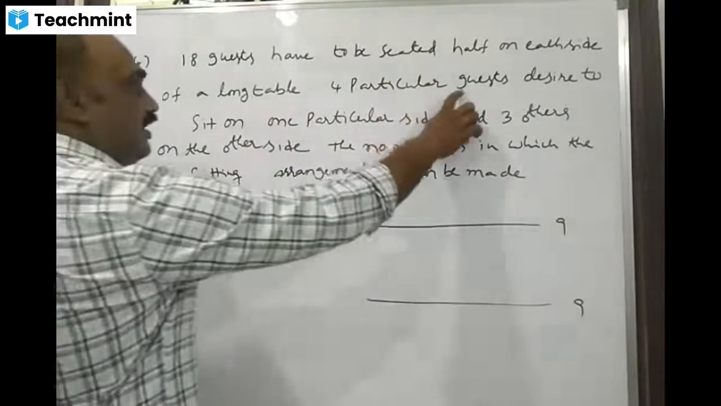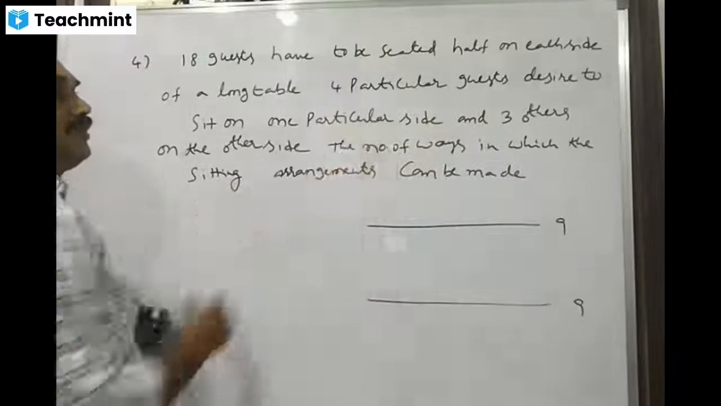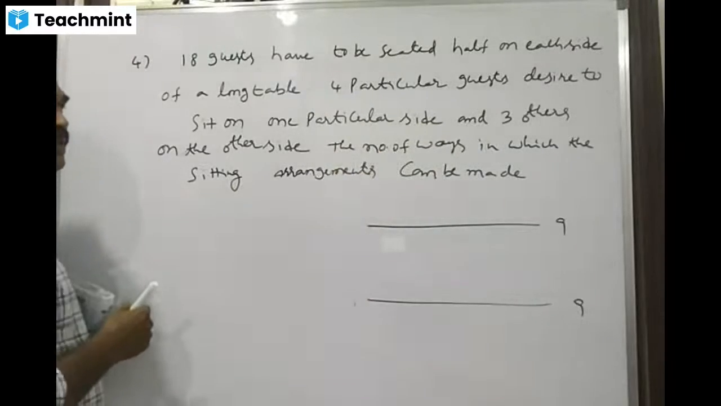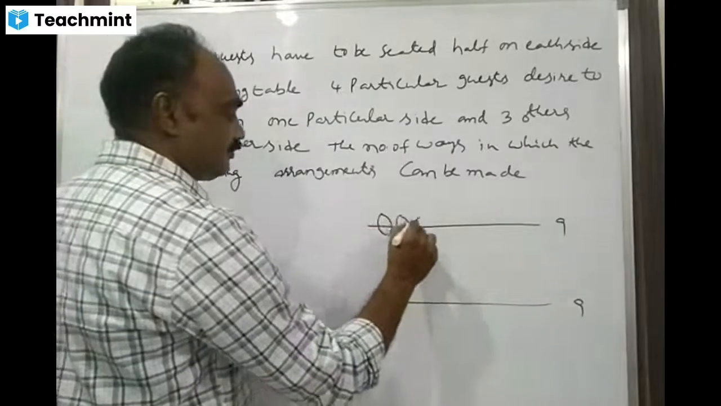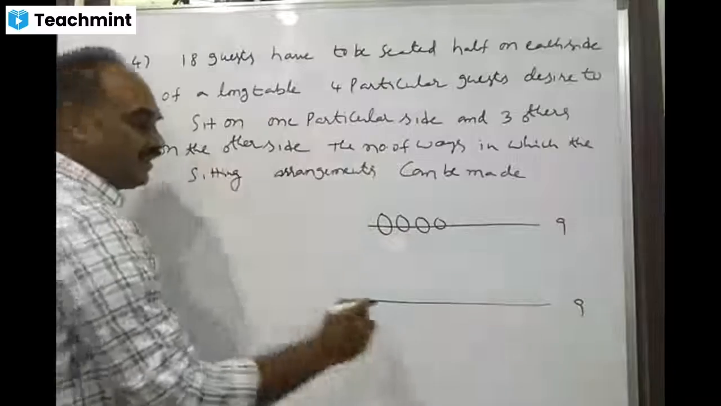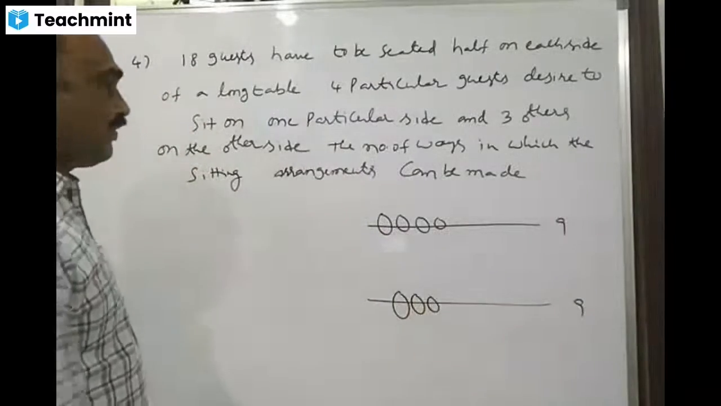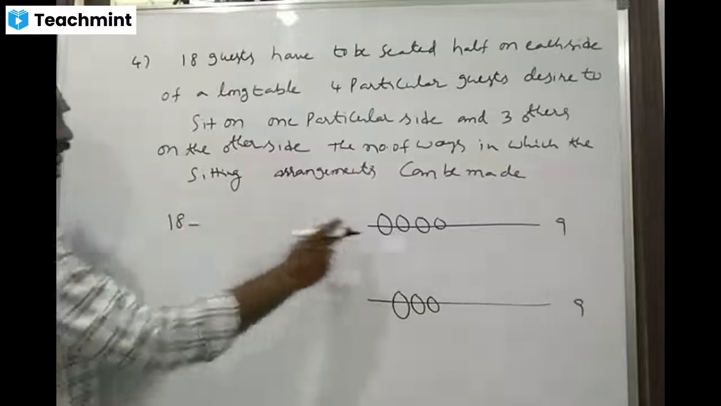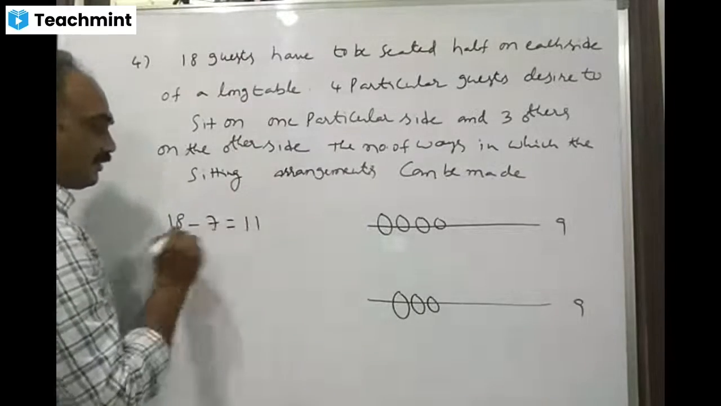4 particular guests desire to sit only on one particular side. Suppose I am taking 4 persons here, on one side, and 3 others on the other side, on the next table. So out of 18 students, here 4, here 3, total 7. 18 minus 7 is equal to 11.